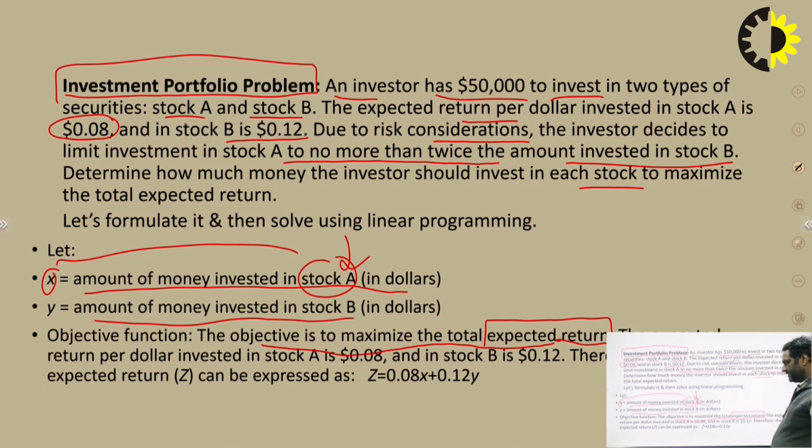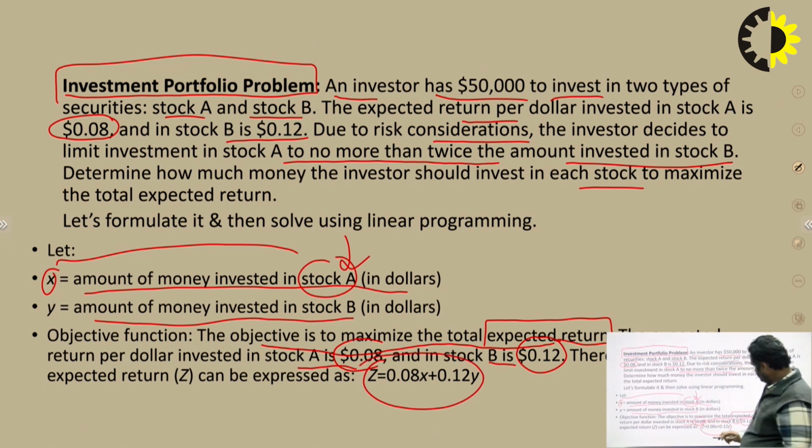The expected return per dollar invested in stock A is $0.08, and in stock B it is $0.12. The total expected return Z, or we can say profit, will be this one. This is our objective function, that is Z equal to 0.08x plus 0.12y.